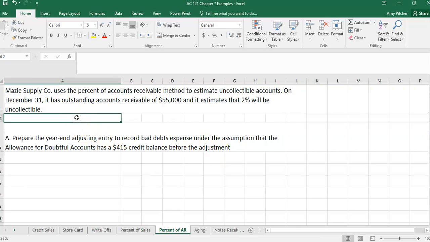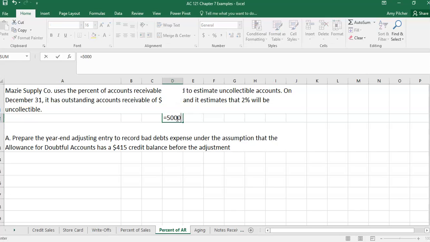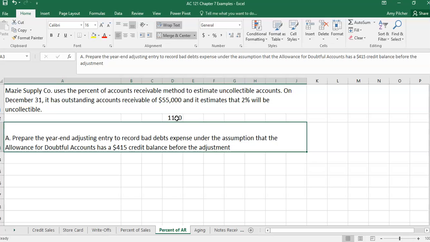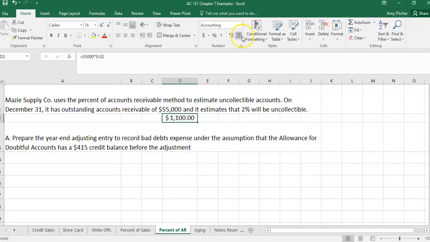Now we're going to look at the percent of accounts receivable. With the percent of accounts receivable, instead of using sales, we take the percentage that we estimate uncollectible of our accounts receivable. It tells us our accounts receivable is $55,000, and then we estimate 2% of that will be uncollectible. So we'll take 55,000 times 2%, which is $1,100.